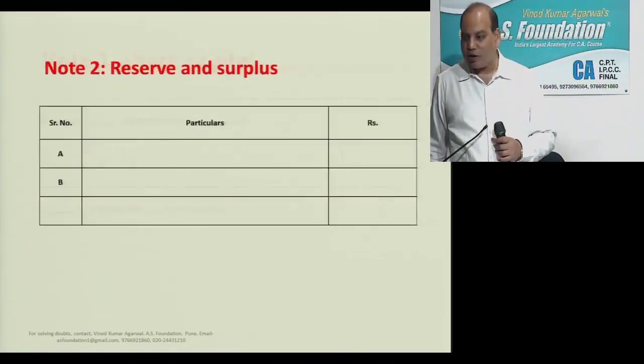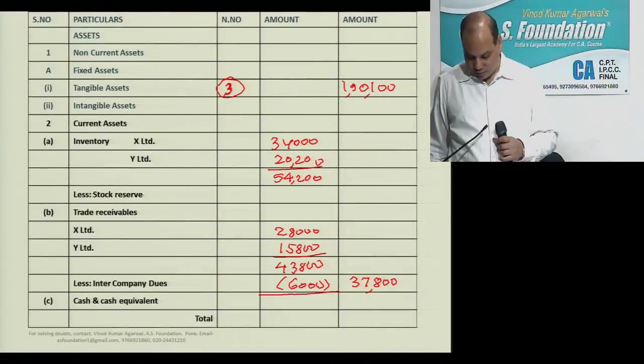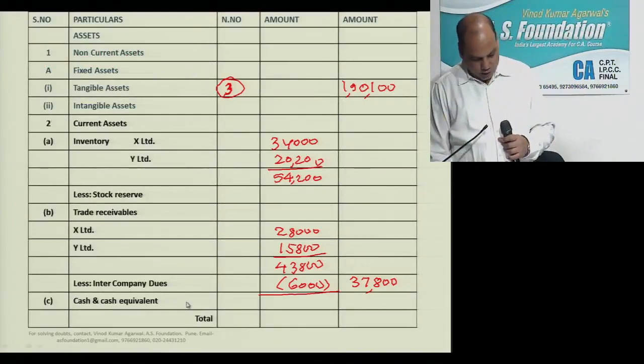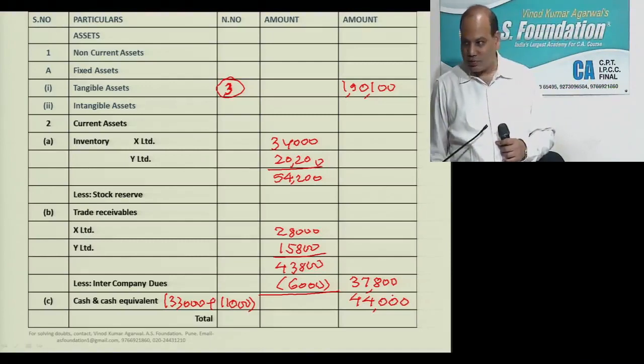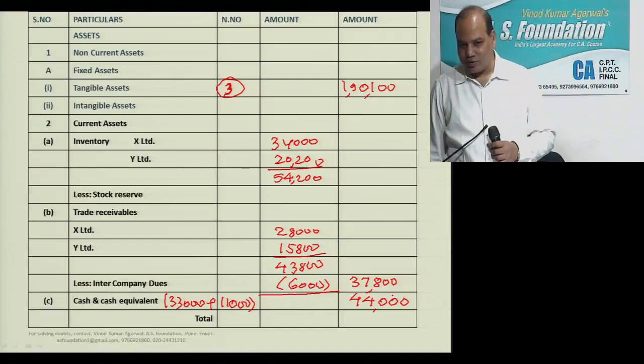Cash and cash equivalent, balance sheet, last item. Right? X Limited yourself, 33,000. Y Limited, 11,000. So total in the outer column is 44,000. All balance sheet items we have done.